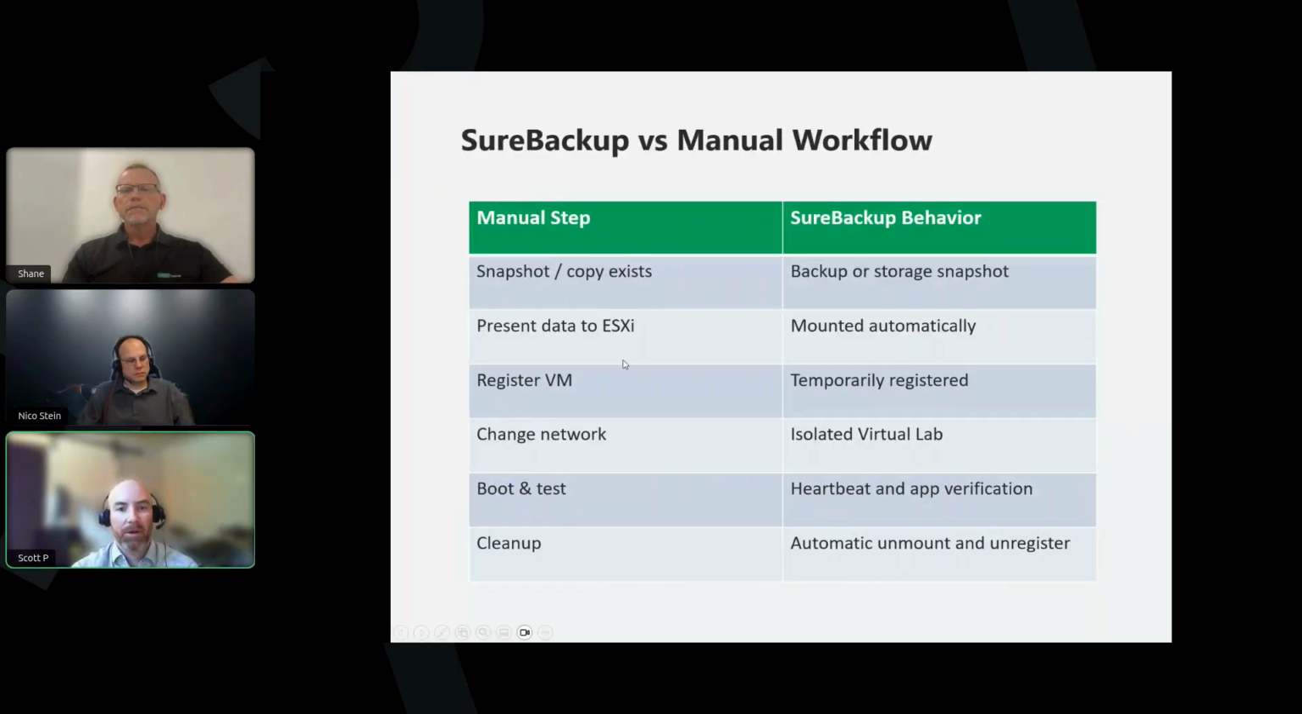This is just a quick workflow of what is happening in Sure Backup versus if you were to do it manually. Here you would have to basically take the snapshot, present the data to ESXi, register the VM, change the network, boot it, test it, and clean it up. On the right here, you can see running Sure Backup does all of that automatically for you. So it is going to be a lot more simple, especially things like registering the VM and changing the network. Sure Backup will do that for you automatically.